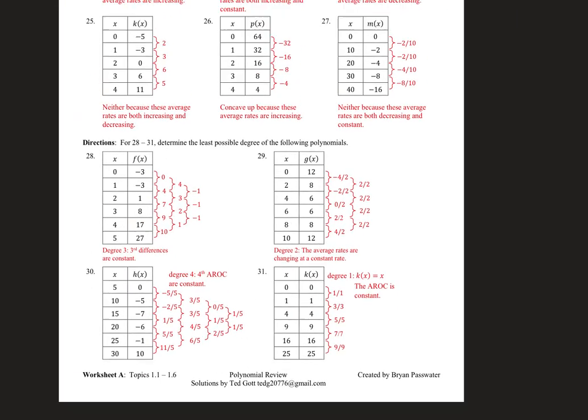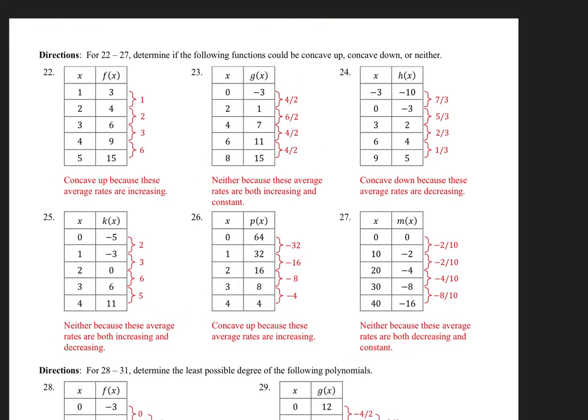All right, then the top was your concave up and down. So 22 concave up because they're increasing, 23 neither, 24 concave down, they're decreasing, 25 neither, 26 concave up, 27 neither.